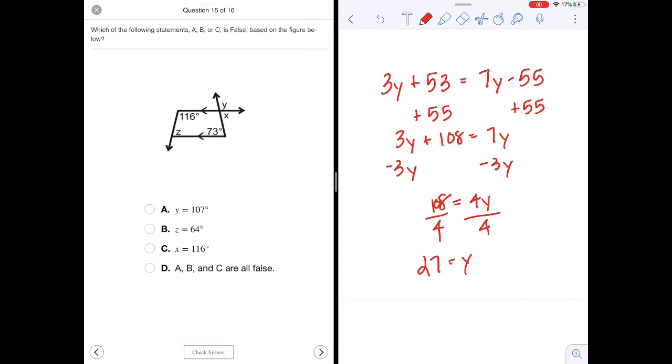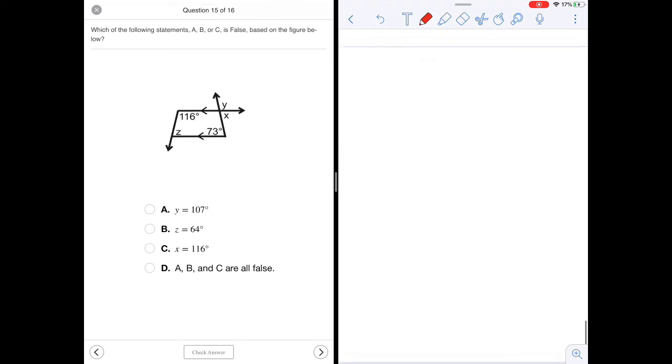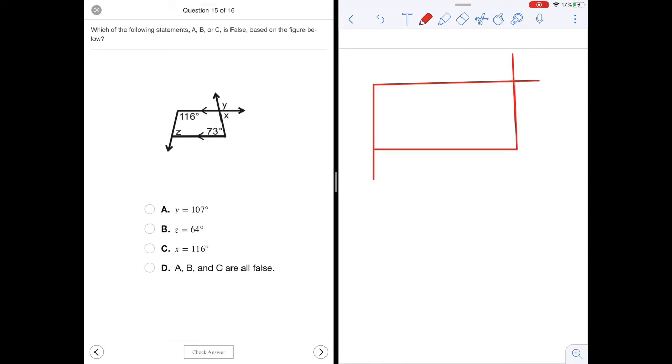All right, two more. These are trickier. Which of the following statements A, B, or C is false based on the figure below? In order to determine this, we're going to need to solve for all of those angles. So I'm going to redraw this because I want to be able to mark it up. And again, this is probably one of the best strategies you can use in geometry, is just redrawing your figures and then marking them up on your own.